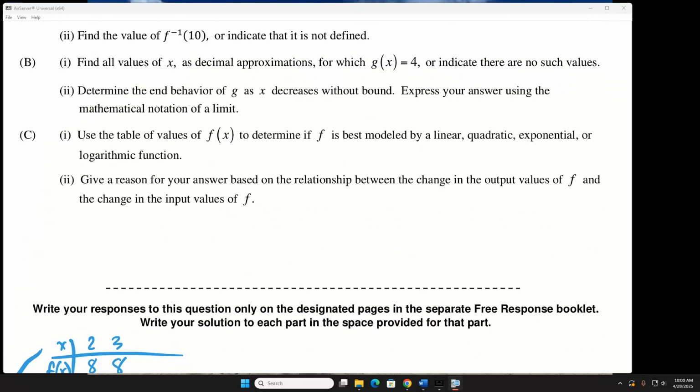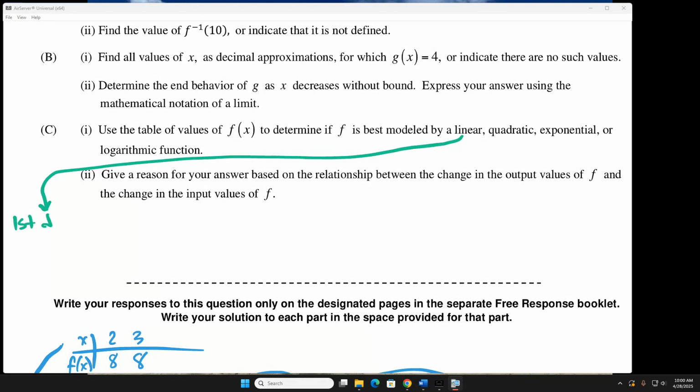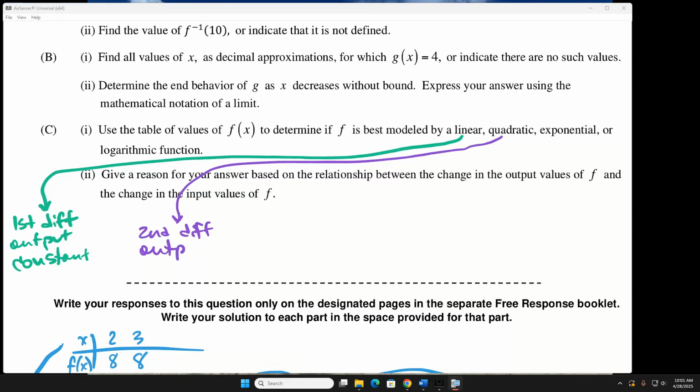So if this is going to be linear, do you guys know what happens with the output values? First, differences of output values are constant. Good. And we have to write more than what I'm writing right here. This is just to trigger it in your brain. We'll write all the words in just a second. And then for quadratic, it's going to be second differences in the output values.